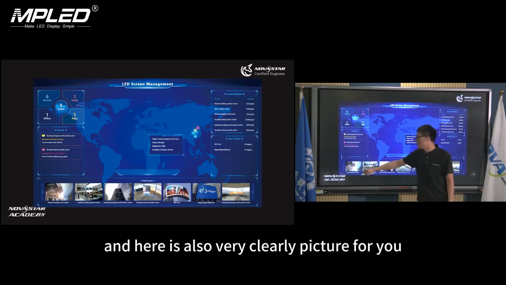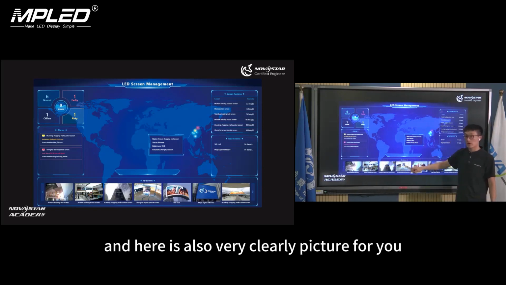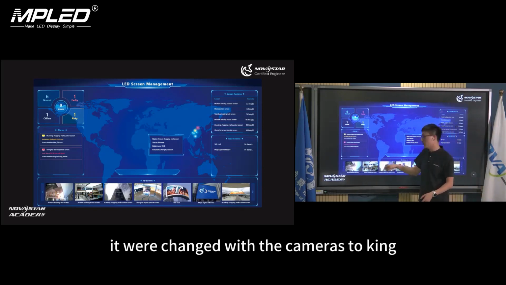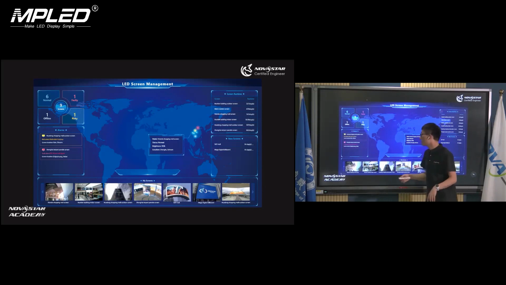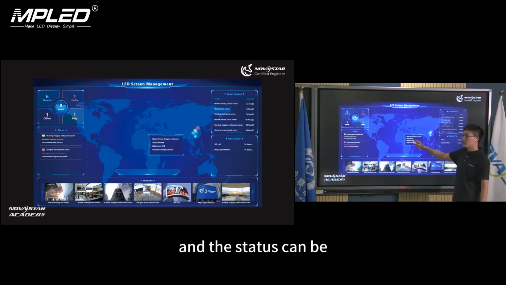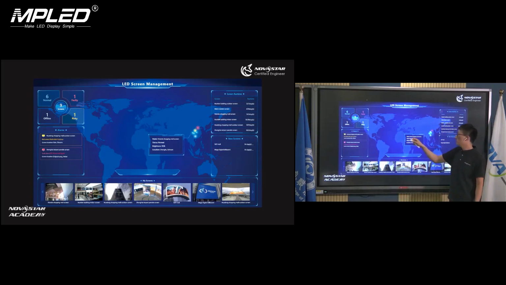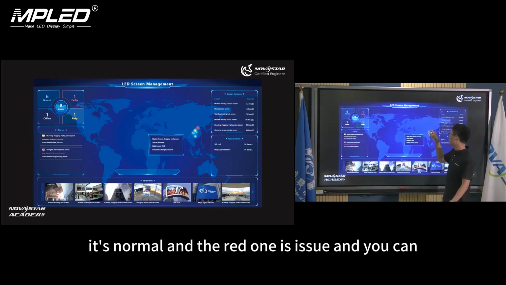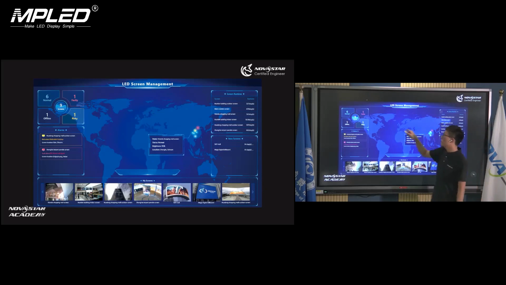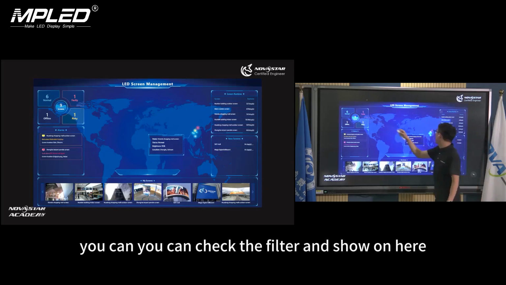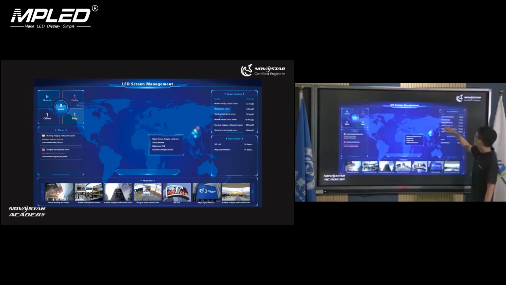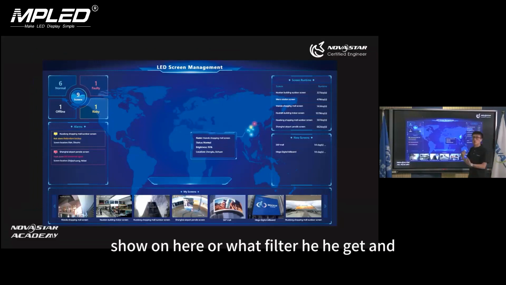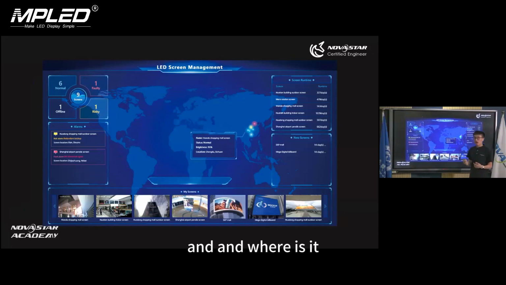And here is also a very clear picture for you. If you bought some cameras, it will change with the camera's token. And the status can be seen, such as this one. Blue means it's normal, and the red one is the issue. And you can check the fault and it shows on here what fault it has and where it is.